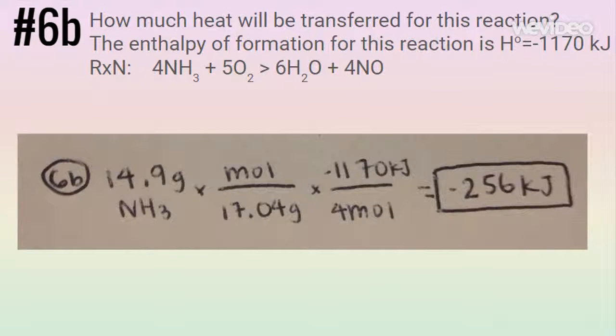And divided by 4 moles because that is how many moles of ammonium are present in the balanced equation, and multiplied by negative 1,170 kilojoules to get the answer of negative 256 kilojoules. What I did wrong in the quiz was that I missed a step and forgot to convert to moles and skipped that. I needed to convert from grams to moles and then moles to kilojoules.